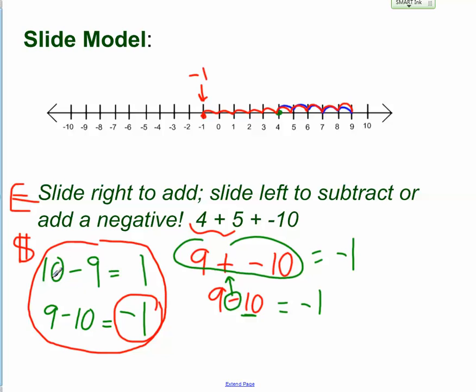So if I switch the order with subtraction, notice I get the opposite of the answer. So 1 and -1 are opposites. So you've got to really pay attention to the order. But 9 plus a -10 is the same answer as 9 minus 10. It's the same exact answer. If I have 9 and I add a -10, I slide 10 to the left. If I'm at 9 and I subtract 10, I slide 10 to the left. Either way, I end up at -1.